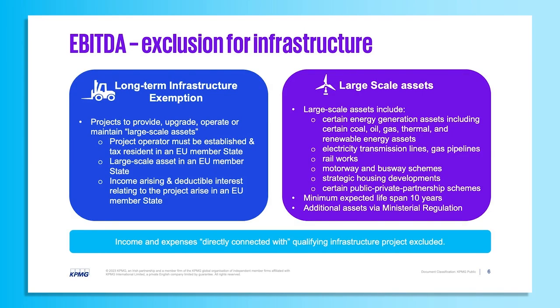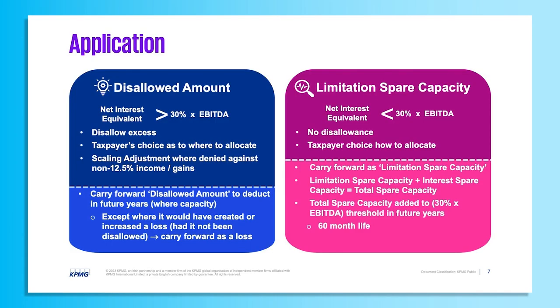If you're involved in any of these areas, it's worth carefully considering whether or not you can qualify for this exclusion. Having worked out both your net interest equivalent and your EBITDA, you now apply the restriction. Essentially, does your net interest equivalent exceed 30% of your EBITDA? If it does, you have to adjust your tax computation to disallow the excess amount.